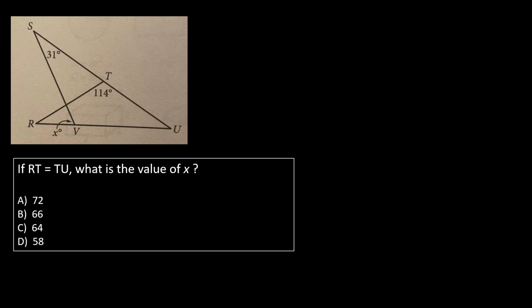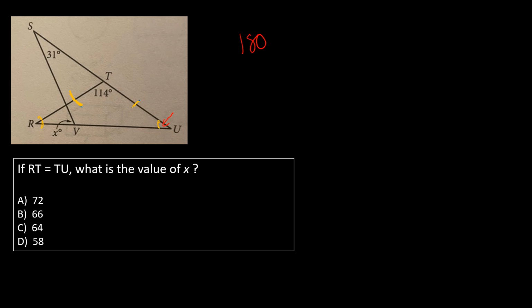Okay. RT equals TU. What is the value of x? I'm just going to draw my little lines right there. I'm going to switch up the color, I think. Let's go. Okay, so first thing I know is that this angle is going to be equal to that angle because it's an isosceles triangle. Actually, I don't like this color. It's a little difficult to see on there. Let's go red. Okay, first thing I want to do here, I think, is find what that angle is right there.